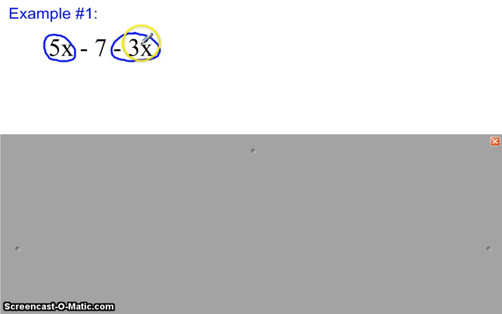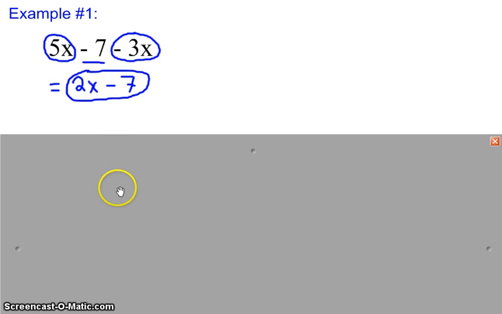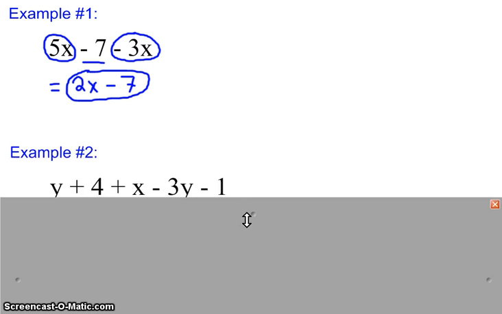Well, I know 5x minus 3x would give me 2x. And then I'm left just here with this constant minus 7. So this whole thing is going to simplify down to 2x minus 7. Notice we're not solving this, we're just simplifying this expression. So that's an easy one, example 1.